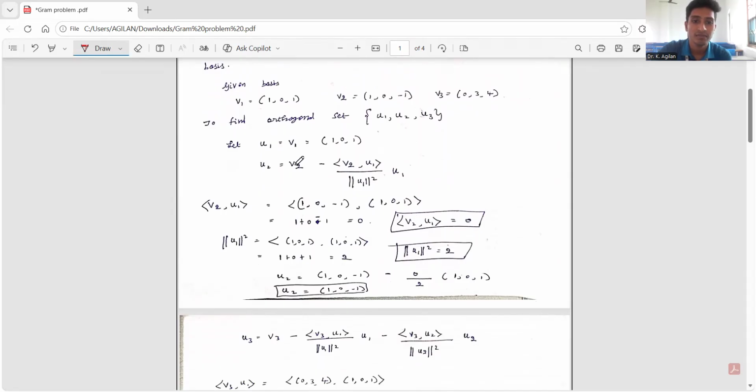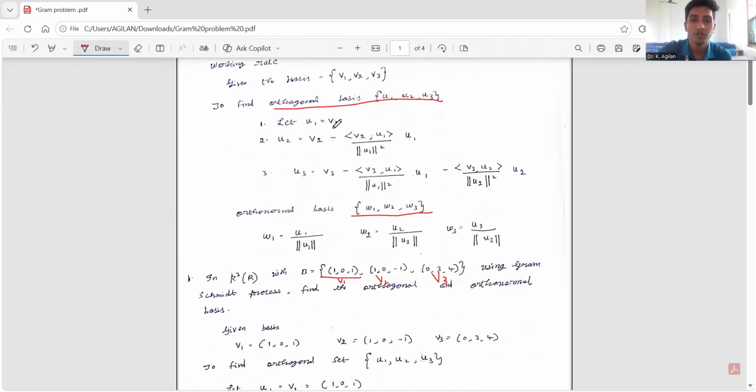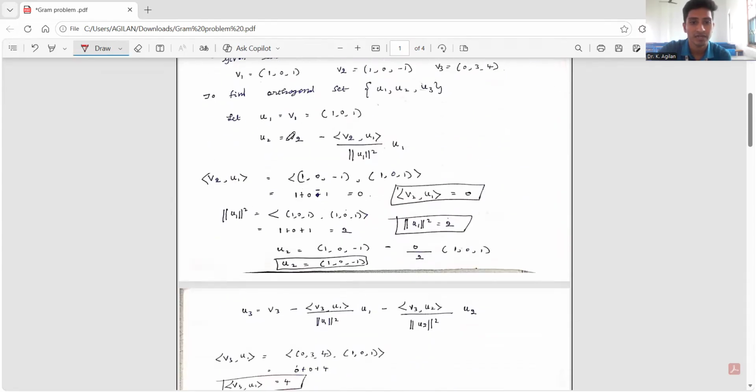Fine. So U2 is nothing but V2 minus inner product of V2, U1 divided by norm of U1 square into U1. So we know the formula, we know the value of U1, right? U1 is nothing but V1. So substitute the U1 value here and substitute V2. V2 is nothing but this value. So substitute the V2 value and U1 value, the inner product of these two terms and the norm of U1. Then we can find the U2 value, right?